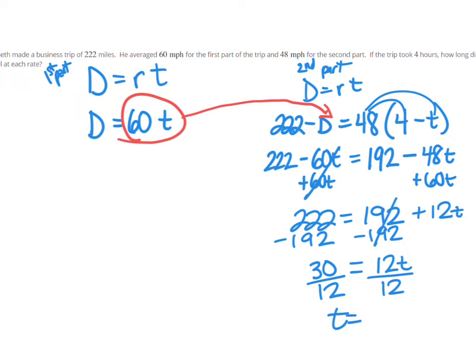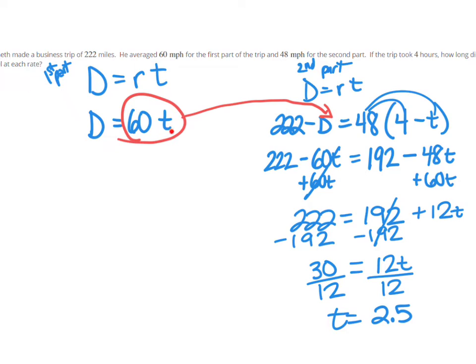This does not come out nice. It's not terrible, but it's just not a perfect answer. So it'd be 2.5 is what that reduces to. So that means that the time, t, was the time over here that it took the first part of the trip. It took 2.5 hours.